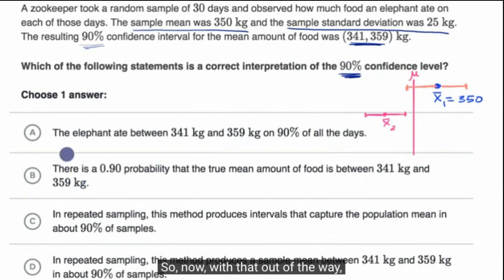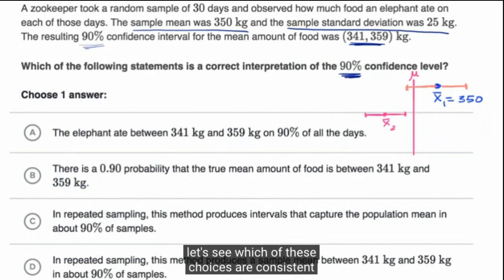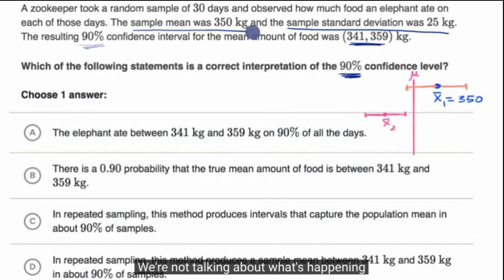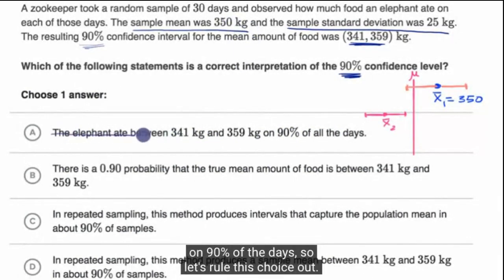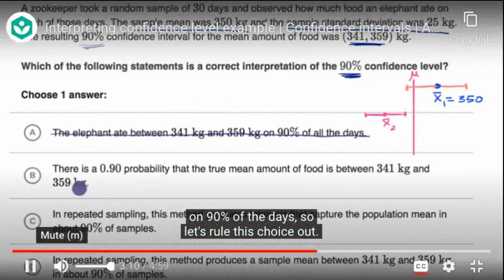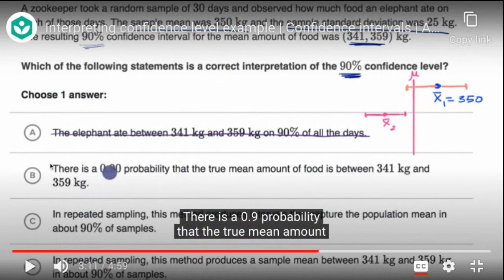So now, with that out of the way, let's see which of these choices are consistent with that interpretation. So we say the elephant ate between 341 kilograms and 359 kilograms on 90% of all of the days. No, that is definitely not what is going on here. We're not talking about what's happening on 90% of the days. So let's rule this choice out. Okay, I just want, does everybody understand why that is not true?